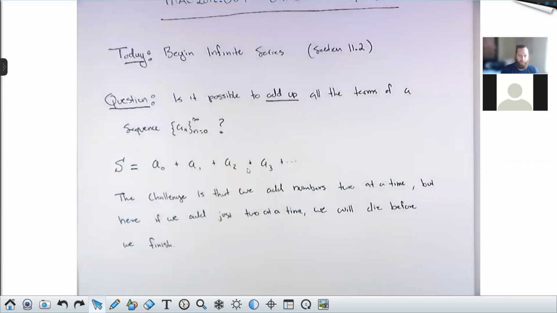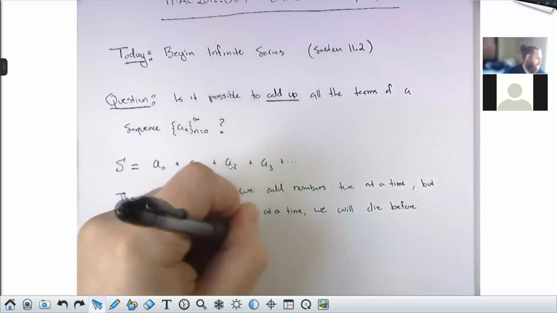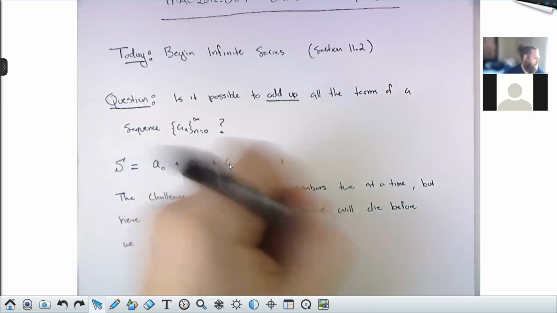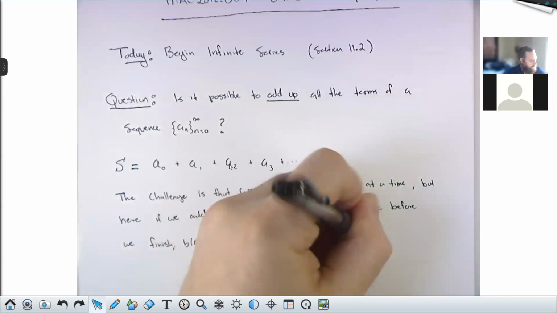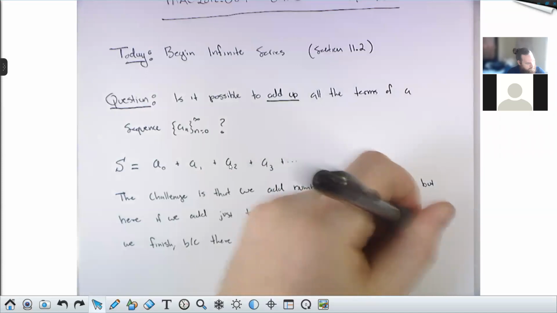So going two at a time, like a0 plus a1. Okay, take that thing plus a3. Okay, take that thing plus a4. Okay, take that. If we do it that way, I will never finish the task because there are infinitely many numbers. I'll never finish because there are infinitely many things to add.